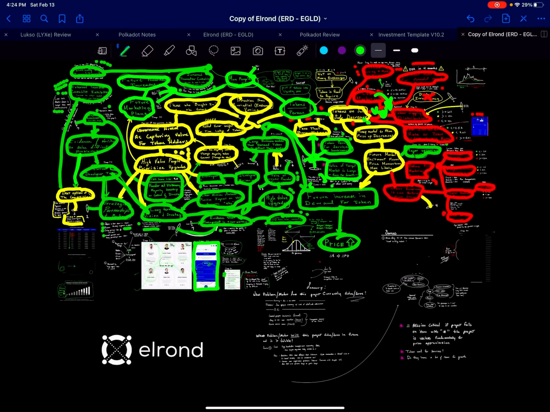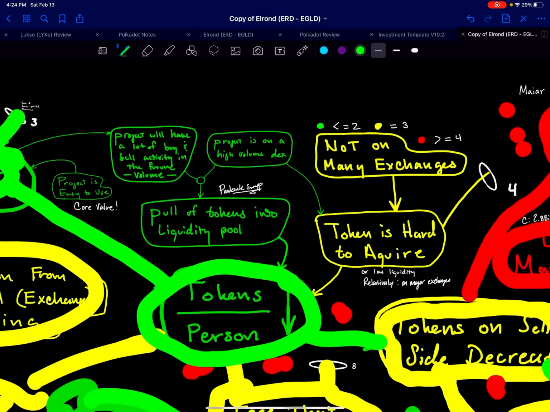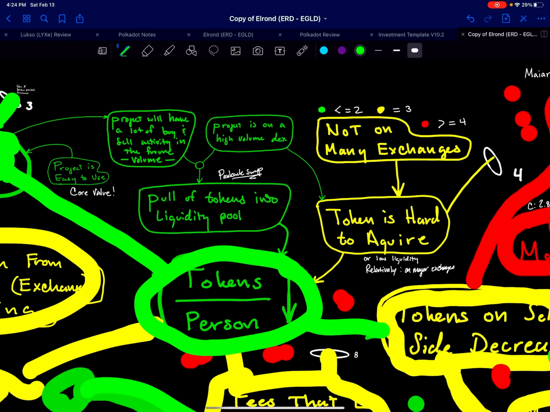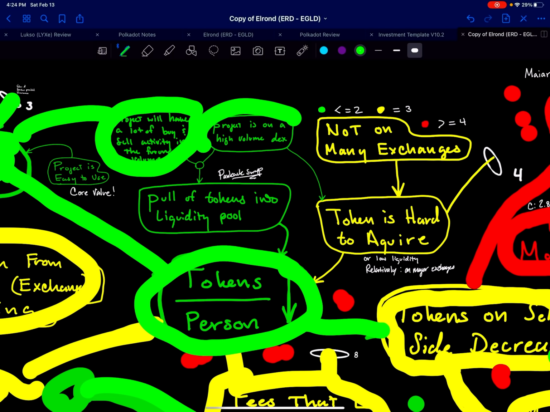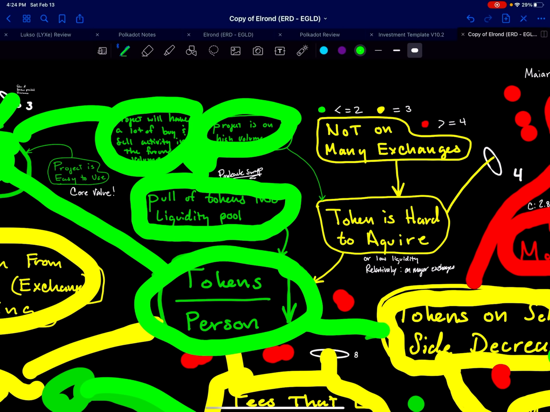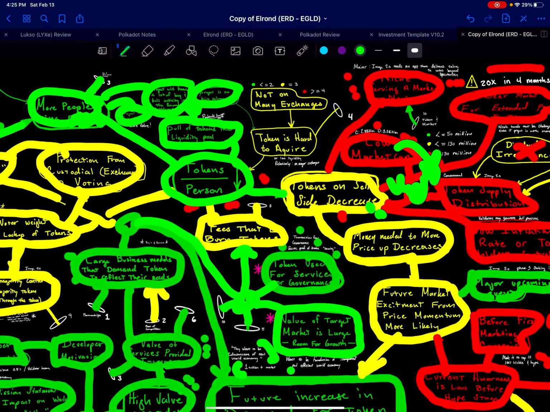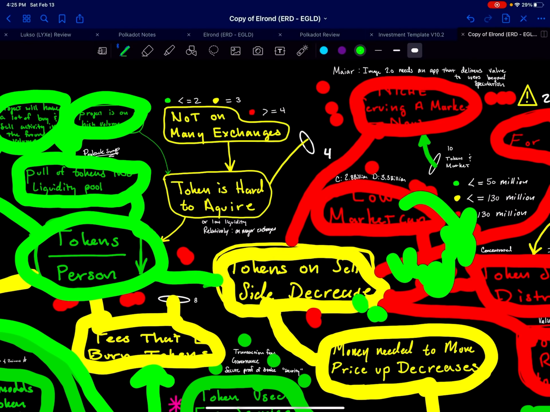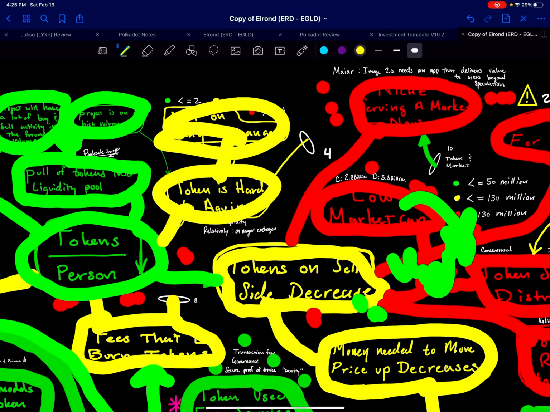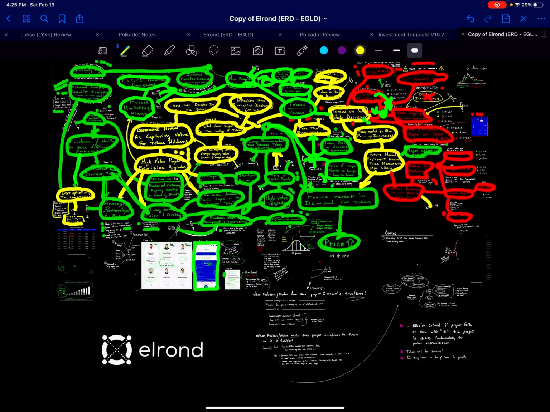As far as this stuff goes, the project will have a lot of buy and sell activity. I do expect it to be like that. It's on a high volume DEX, which is PancakeSwap, which is the Binance DEX. Pool of tokens in the liquidity pool, so that's what you'll see there. And the project is easy to use, contributing to more people using it. So yeah, all of those things are pretty good. As far as it's not hard to acquire, so I put these things as non-factors. All right, so I think that's everything. So I can get to that summary now.